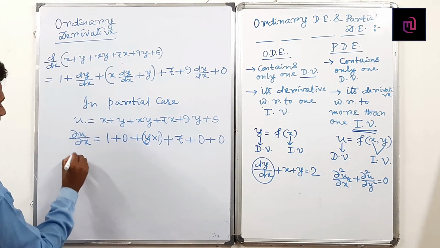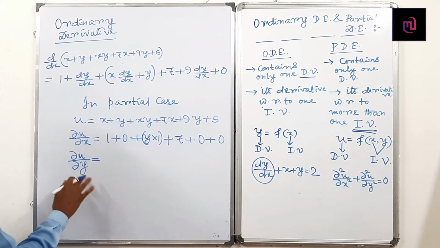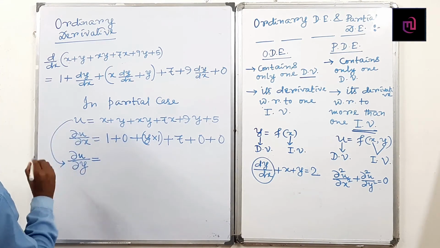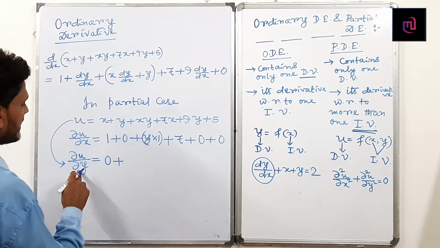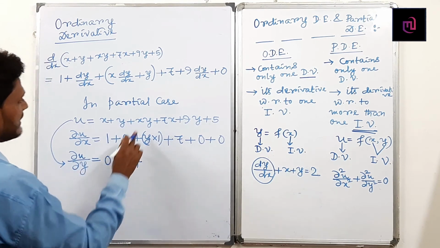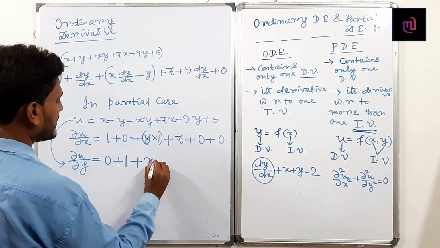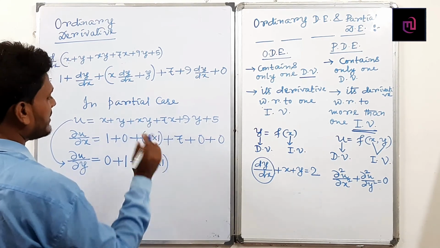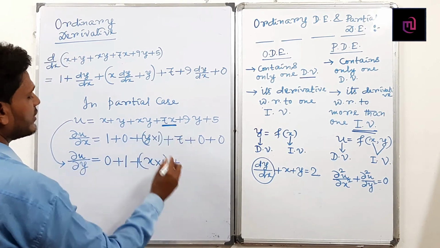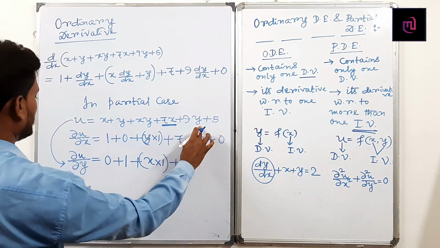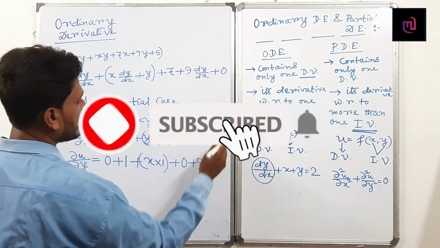Again, we take the partial derivative with respect to y. Whenever we take the partial derivative with respect to y, x is constant. So del y of x becomes 0, plus del y of y becomes 1, plus in xy, x is constant, so x into 1 becomes x, plus del y of 7x becomes 0, plus 9y, del y of y becomes 1, so it becomes 9, del y of the constant term becomes 0.